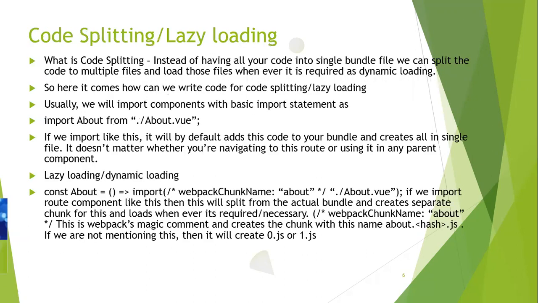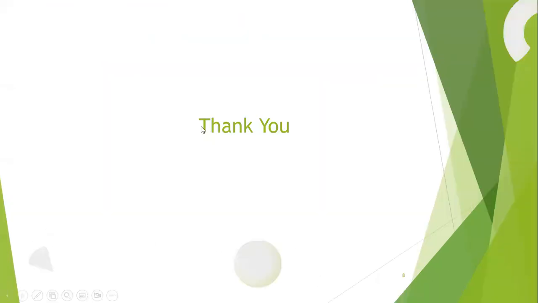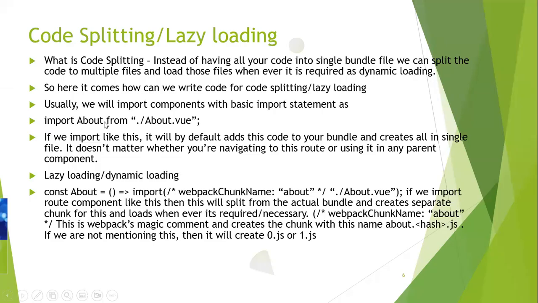Cool. Now let's discuss what code splitting is. Generally, when we are importing any component or router in Vue.js, we will be using this syntax: import About from about.view. This means it will be importing all the content from the about.view. This is more like routing. When you click on About, it will redirect to the about.view.